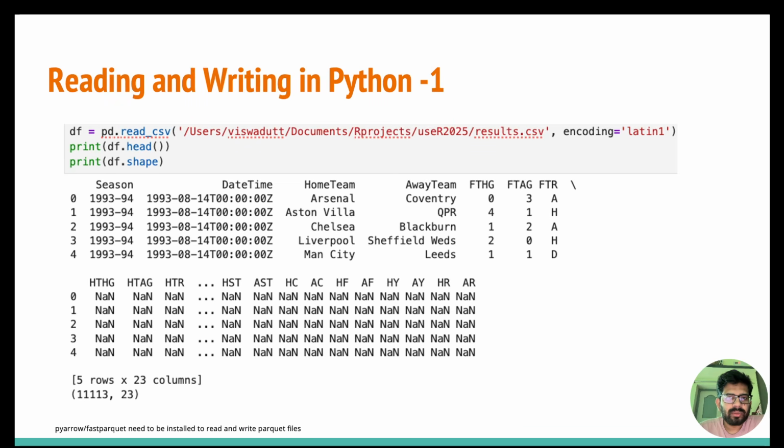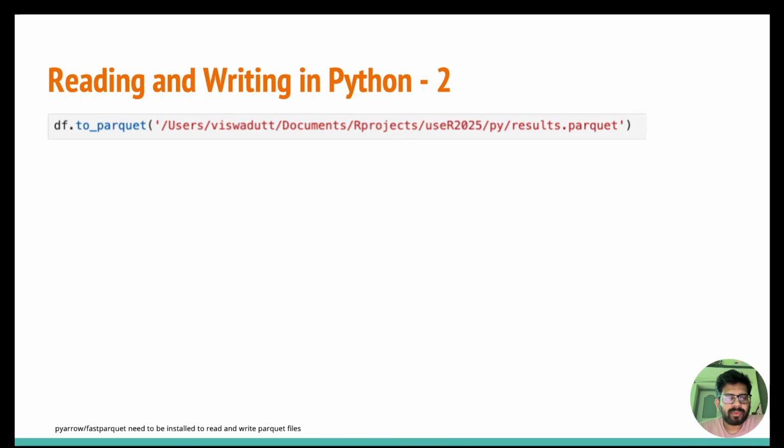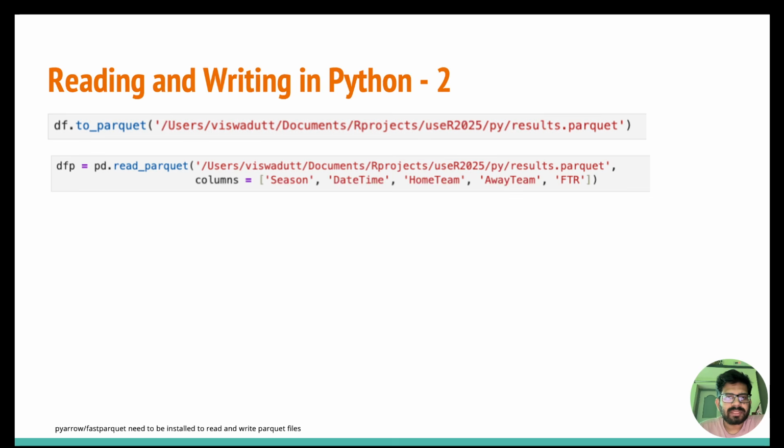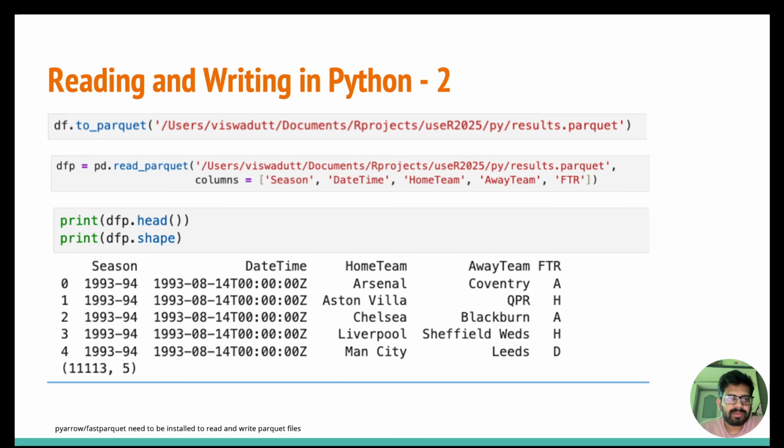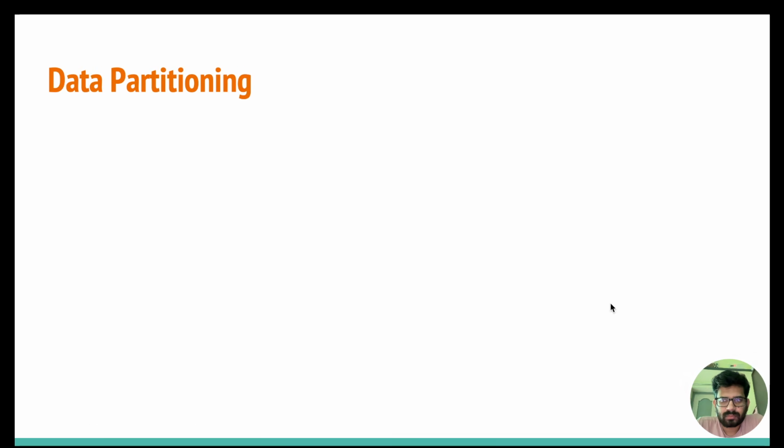Same thing, if I want to do it in Python, I use pd.read_csv to read this file, and then again this is how the shape of the data looks. And if I have to write it into Parquet, I will use df.to_parquet, and then I will use pd.read_parquet using pandas, and I can select the required columns, and this is how the data looks like. So one thing here is, if you want to read or write Parquet data in R, you need the Arrow package, and similarly in Python you need either PyArrow or fastparquet.